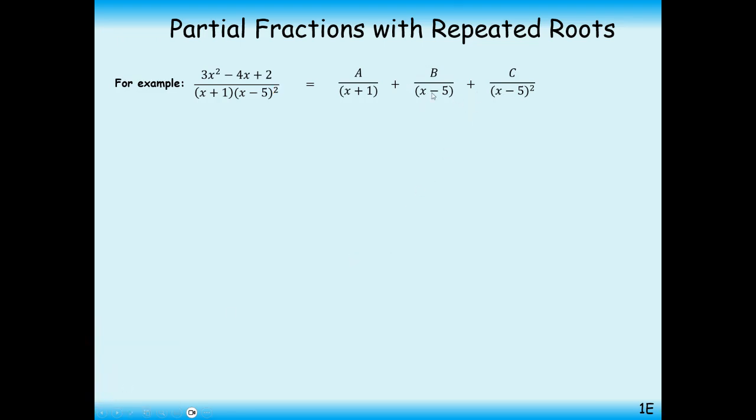As always, you think carefully. If you were adding these three fractions on the right, how would you deal with it? A would have to be multiplied by x minus 5 squared because the denominator has to have x minus 5 squared. Okay, so these are the factors that are missing.